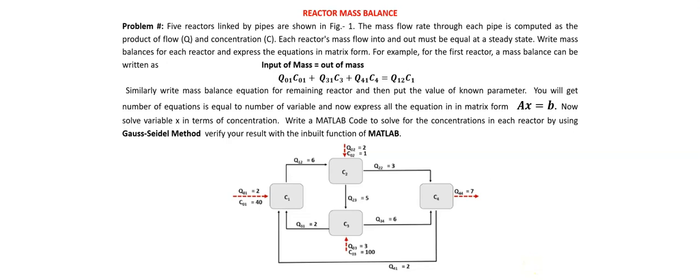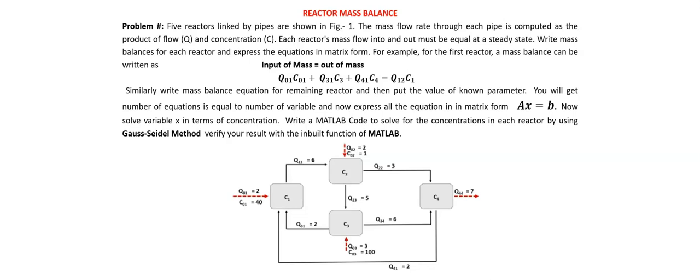Today I'll talk about reactor mass balance. So here is the problem. 5 reactors linked by pipe are shown in figure 1. The mass flow rate through each pipe is computed as the product of flow Q and concentration C. Each reactor's mass flow into and out must be equal at a steady state.